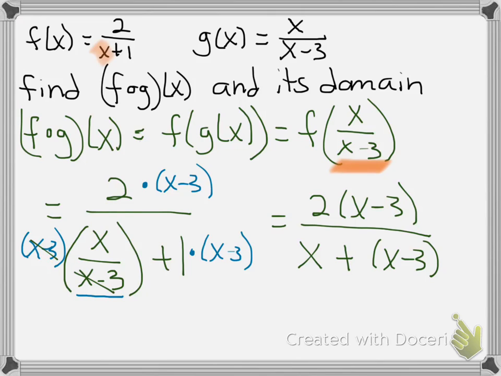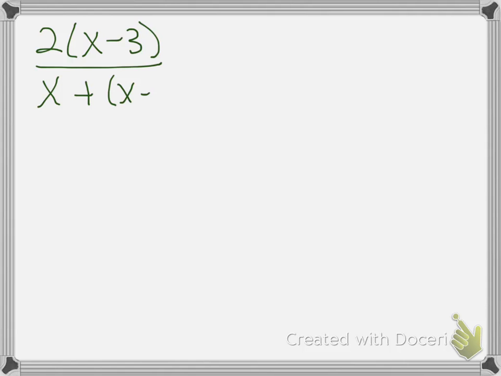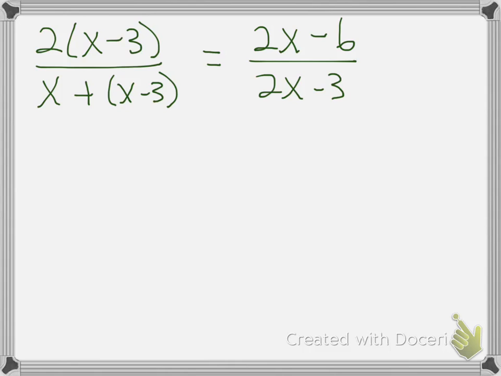Okay, let's continue to simplify that. So I'm going to rewrite what I've got over here. 2 times x minus 3 all over x plus x minus 3. And then we're going to simplify. On top, I can distribute the 2 across the parentheses. On bottom, I can combine like terms. I end up with 2x minus 6 over 2x minus 3. And that is our simplified composition function.